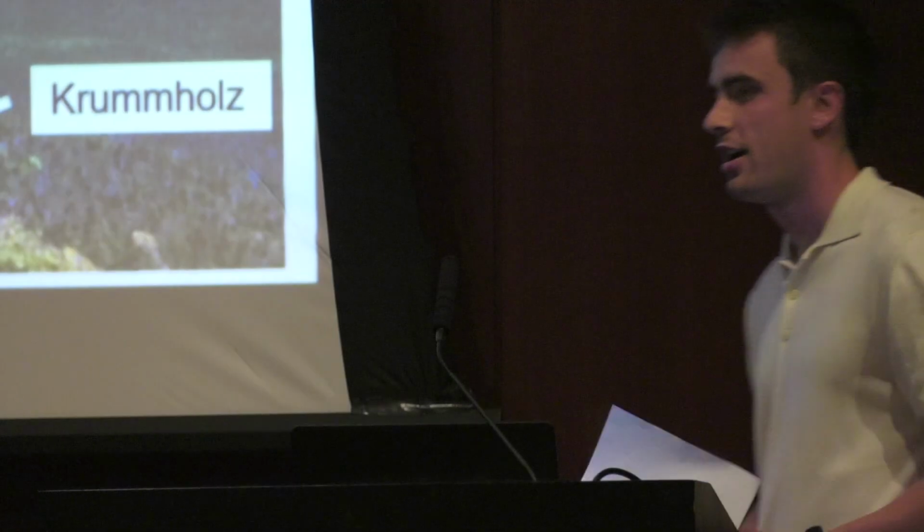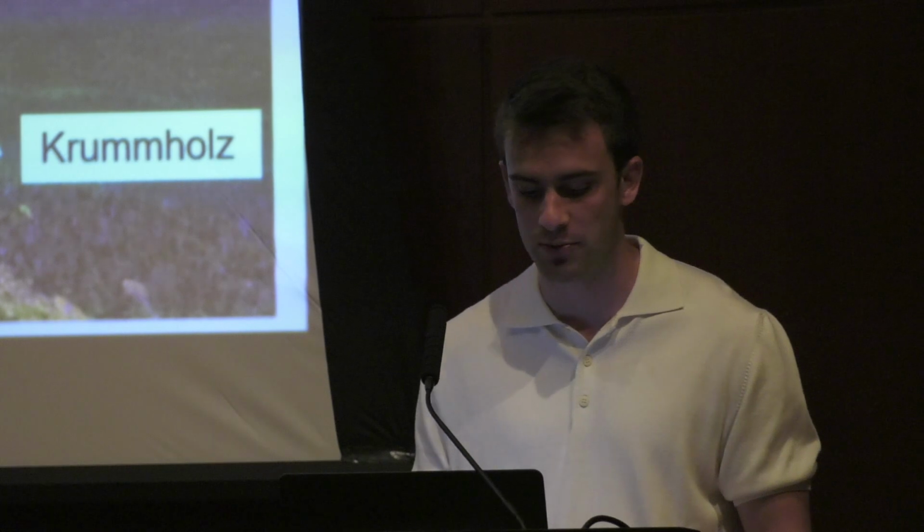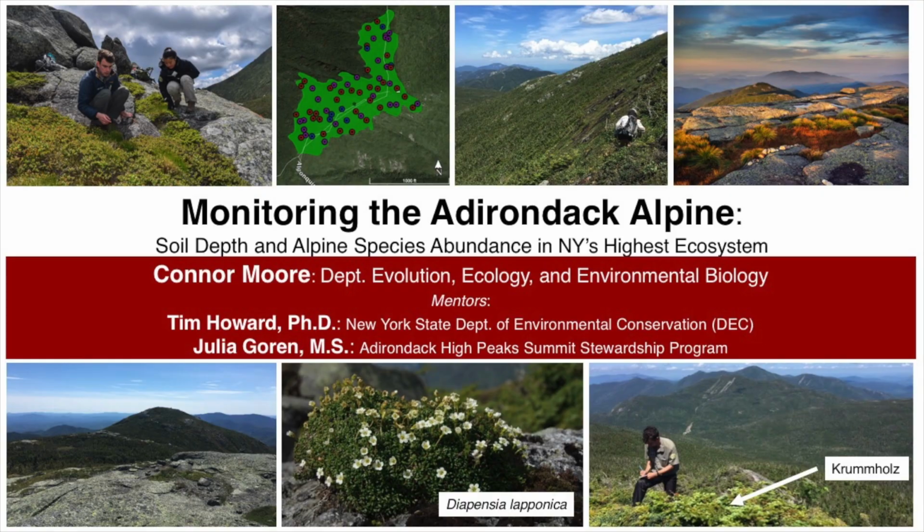Hi everyone, my name is Connor. In the Northeast, Arctic ecosystems exist only at the tops of mountains as remnants from the last glacial advance and retreat, called islands in the sky. To investigate whether the abundance of these Arctic plant species varies with soil depth, I hiked over 300 miles to plots on 6 summits in the Adirondacks to estimate abundance and take soil depth measurements.